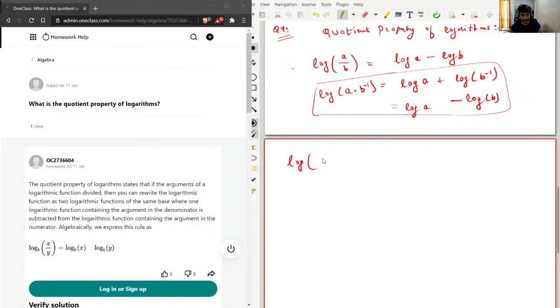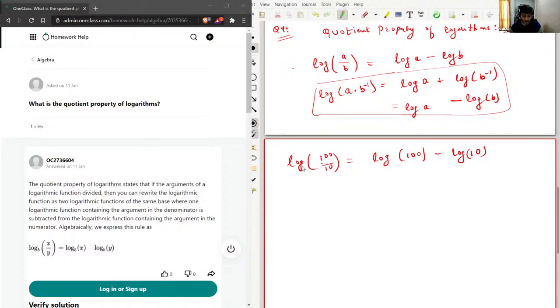Let's say log of 100 by 10. Log of 100 over 10 will be, by using the property, I can write log of 100 minus log of 10.